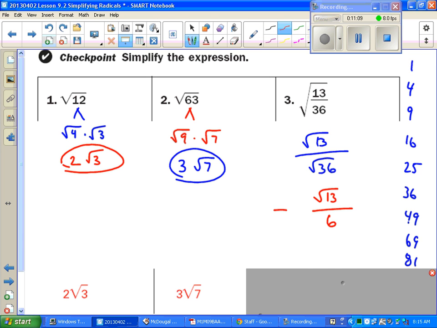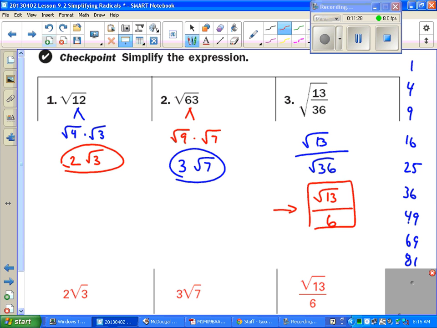Then you have to ask yourself, at this point, the 3 questions. Is there a perfect square that's a factor of that radical 13? No. Is there a fraction underneath that radical symbol? No. And is there a radical symbol at the bottom of the fraction or in the denominator? No. So this is a simplified answer. As hard as that is to believe, that's your simplified answer.